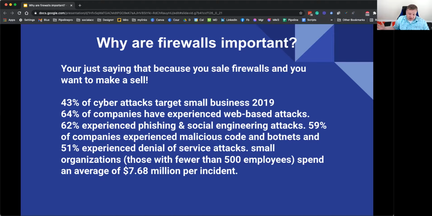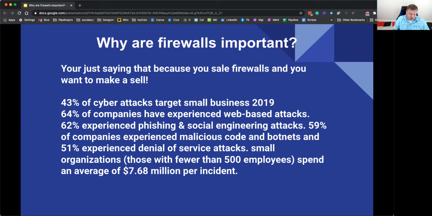Okay, 59% of all companies have experienced a malicious code or botnet. What does that mean? Somebody's gone into their website or somebody's gone into their programming and changed some of their programming so that they can get into their system later on. Well, their firewalls have detected that, or their security managers have detected that and stopped that from happening. That's what you pay for. That's what you get. That's what you need to be safe and secure.